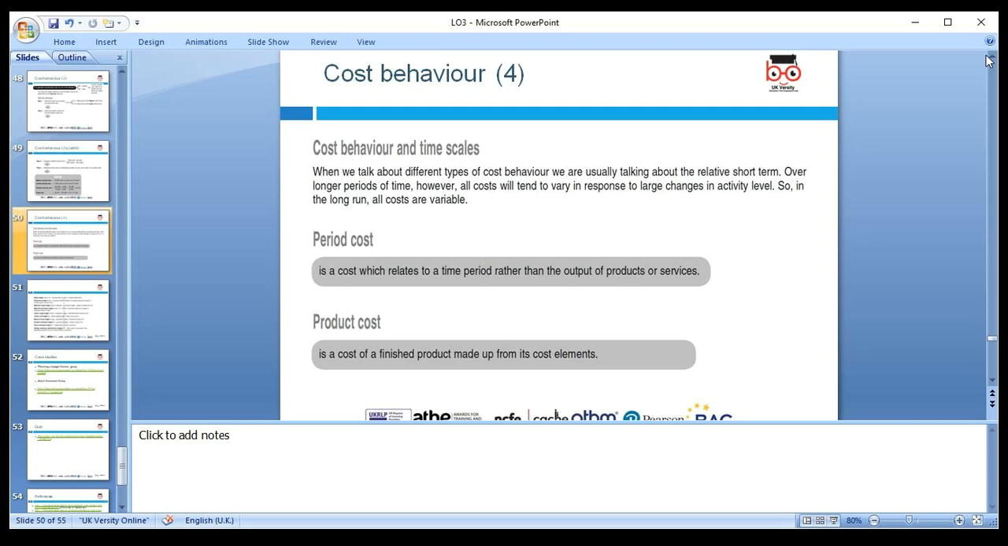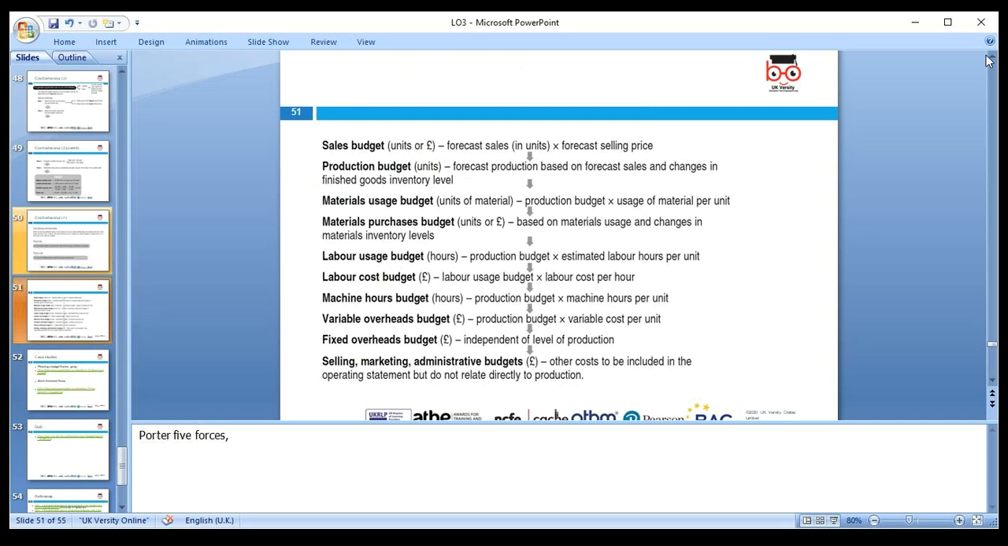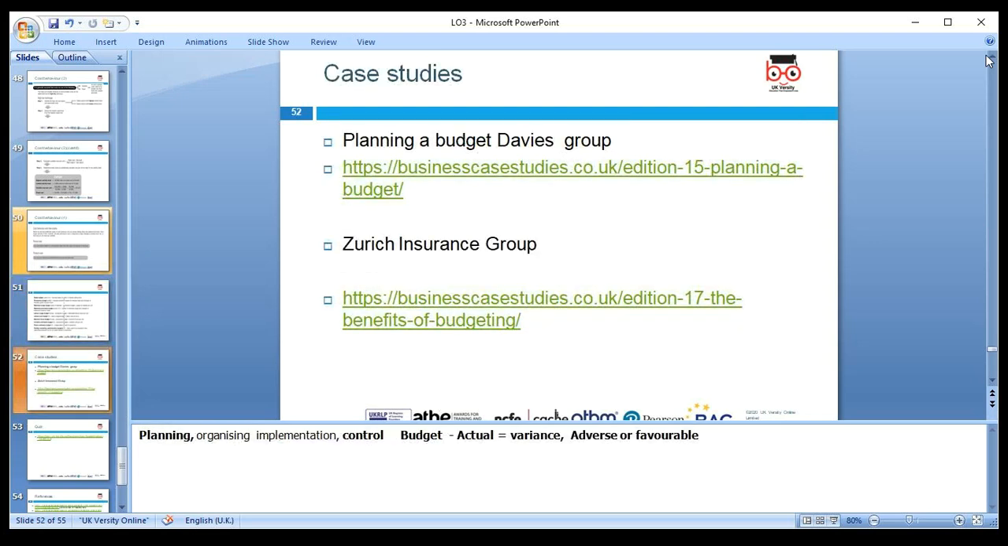Cost behaviors and time. We can look around the period cost and the product cost. Product cost is related to a certain product, and period cost is related to the period. Then we can make types of budget. All these have been given with the formulas which we can use when we make the budget.